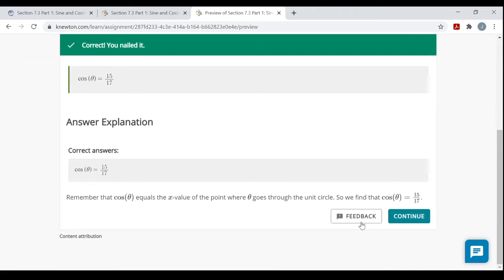And I think they might, no, they don't really draw it. They just say remember that cosine theta equals the x value of the point where theta goes through the unit circle.